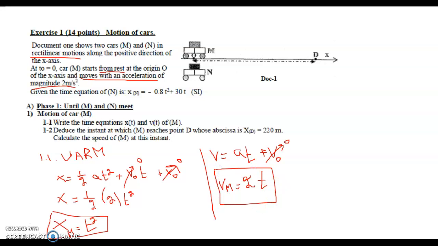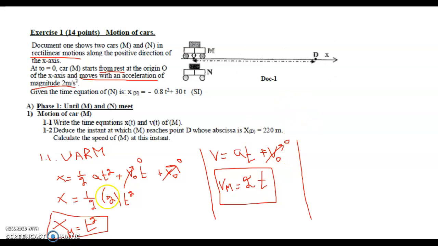Now 1.2, deduce the instant at which M reaches D, whose abscissa is x of d equal to 120 meters. Calculate the speed of M at this instant. Okay, you are given position and asked to find time, so for sure you have to refer to the position time equation, not to the speed time equation. So x of d equal to 120 meters, this means that x_M is going to be 220 meters because it's going to reach that position, so its position away from the origin will be equal to 220 meters.